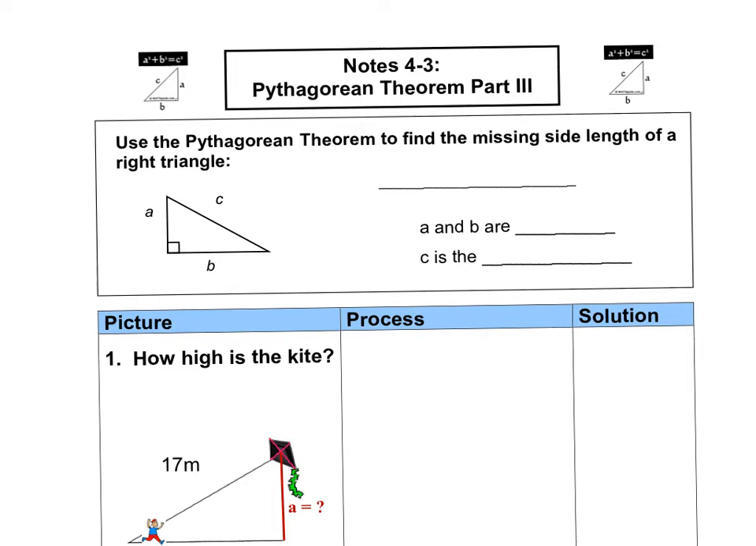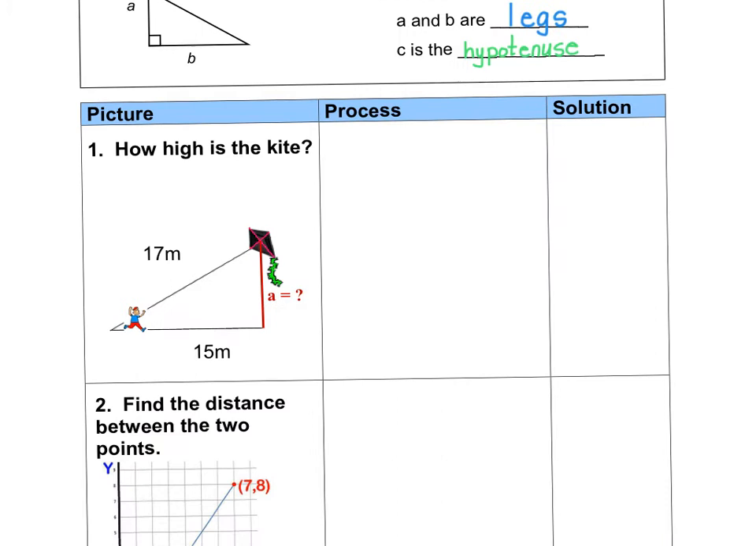Today we'll be talking about the applications of the Pythagorean theorem. Use the Pythagorean theorem to find the missing side length of a right triangle. Remember that the Pythagorean theorem is a squared plus b squared equals c squared, where a and b are the legs of the triangle and c is the hypotenuse, which is the longest side and the side that's opposite the right angle. The first example is finding height.